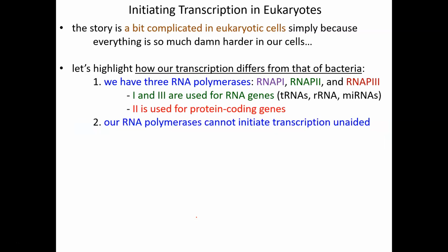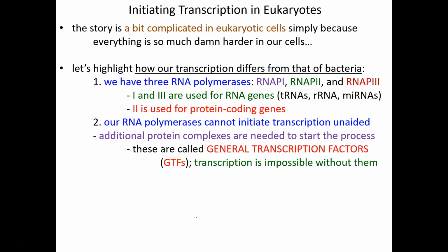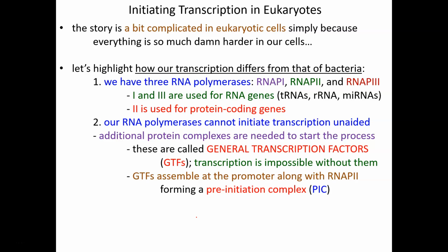Our RNA polymerase cannot start transcription unaided. It needs a landing area called a promoter. It also needs additional proteins to start the process of transcription. In bacteria, transcription can start with just an RNA polymerase alone, sometimes. The proteins that eukaryotic cells need to start transcription are called general transcription factors, or GTFs, and transcription cannot occur in a eukaryotic cell without these GTFs.